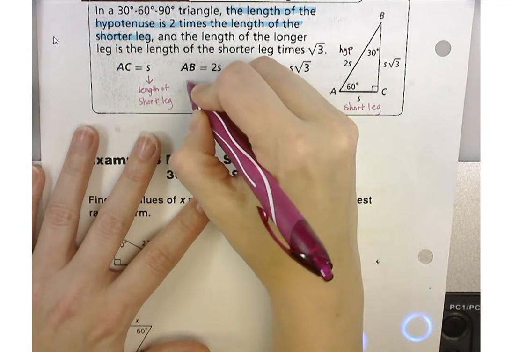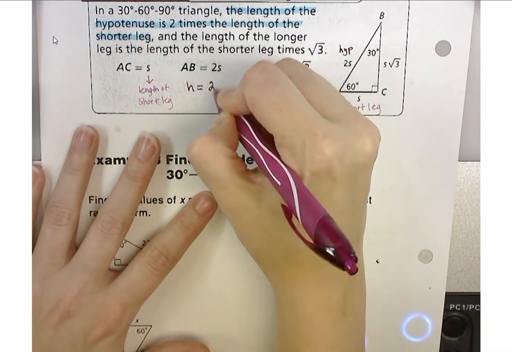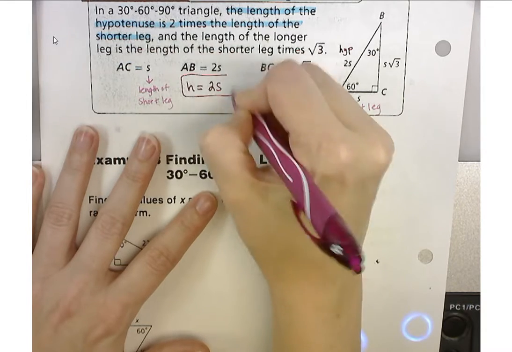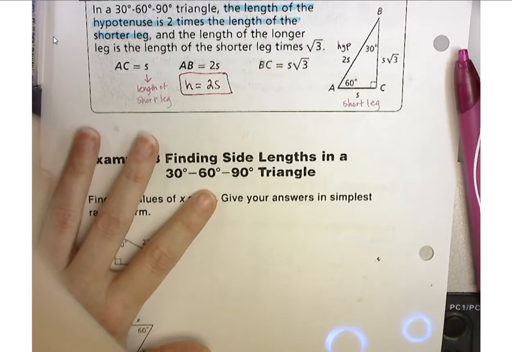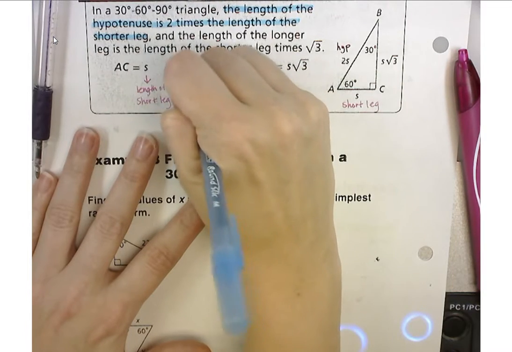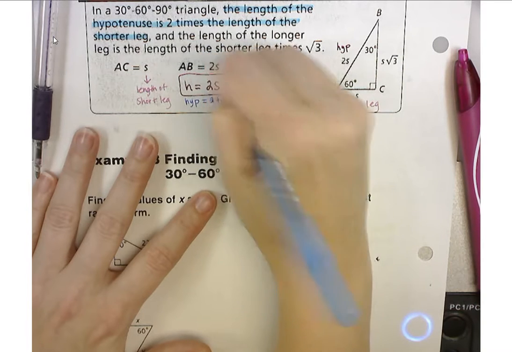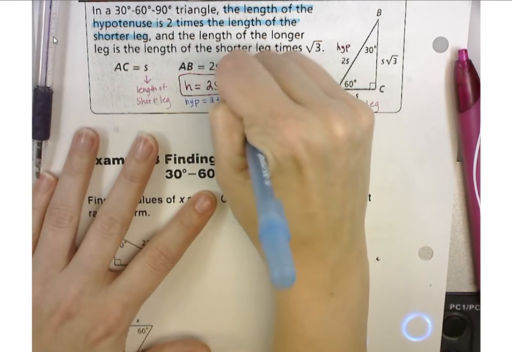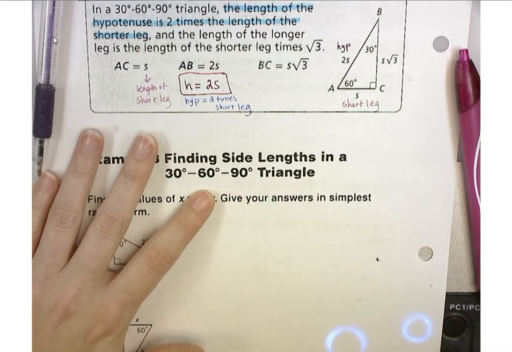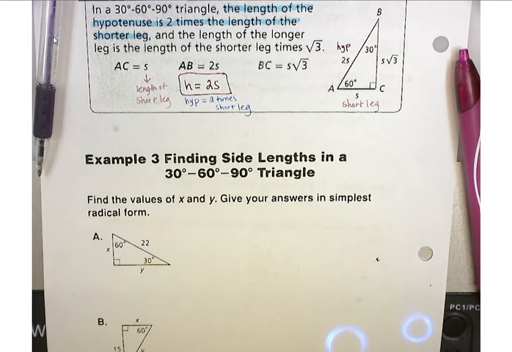What we would say is the hypotenuse is 2 times the short leg. So this is saying that the hypotenuse equals 2 times the short leg. If the short leg was 5, what would the hypotenuse be? 10. If the short leg was 4, what would the hypotenuse be? 8. So it's always double, right?